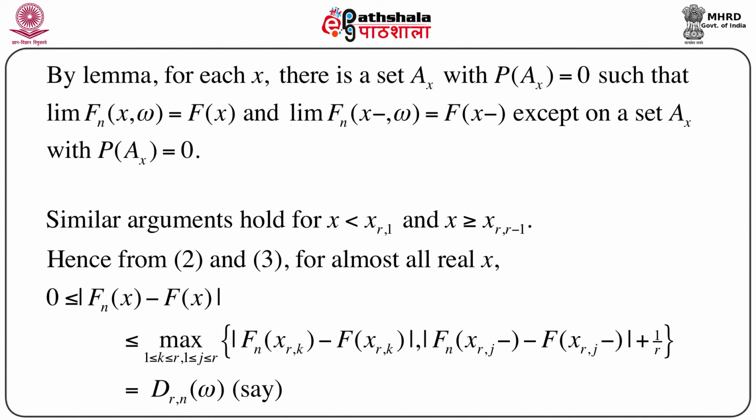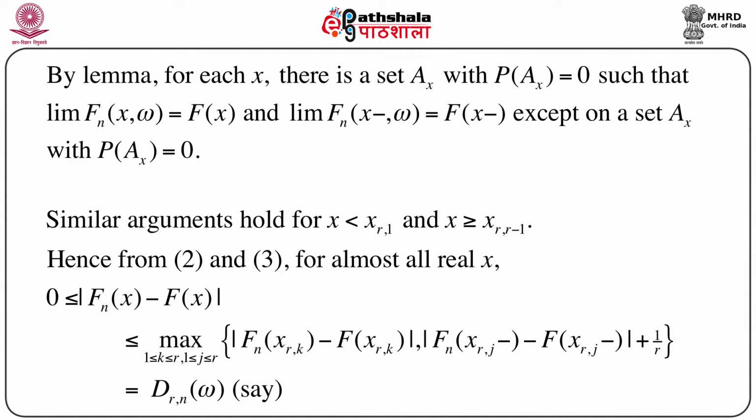Similar arguments will also hold for x less than x_r1 and x greater than or equal to x_r,r−1. Now, these arguments are exactly along the same line as how we showed conditions 2 and 3. Hence, from 2 and 3, for almost all real x, 0 ≤ |Fn(x) − F(x)|, because this is a modulus, so it must be greater than or equal to 0. And this is again less than or equal to the maximum, over k between 1 and r and j between 1 and r, of two quantities: |Fn(x_rk) − F(x_rk)| and |Fn(x_rj) − F(x_rj)|, plus 1/r.